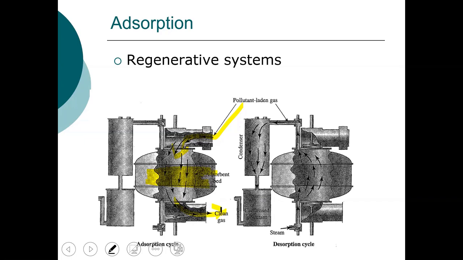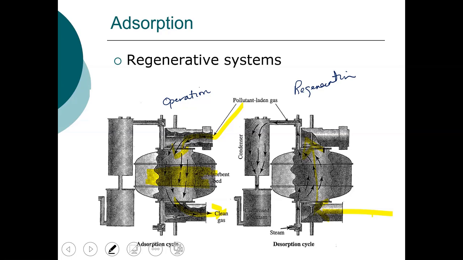Now, I can regenerate that by passing steam through it. So this is operational mode, service mode, and then regeneration. Now what I'm doing is the opposite. We'll take steam and pass that steam through the carbon. Remember, we said the adsorption process is exothermic. So what happens? Now it reverses the equilibrium and it desorbs that chemical.